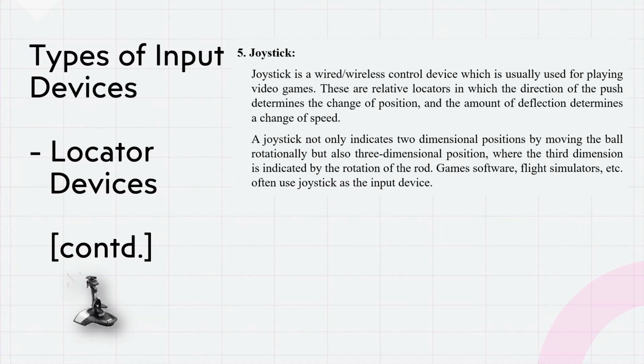Joystick. A joystick is a wired or wireless control device which is usually used for playing video games. These are relative locators in which the direction of the push determines the change of position and the amount of deflection determines a change of speed. A joystick not only indicates two-dimensional positions by moving the ball rotationally, but also three-dimensional position, where the third dimension is indicated by the rotation of the rod.